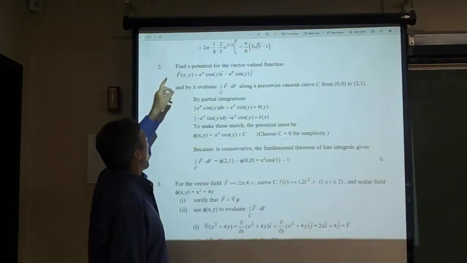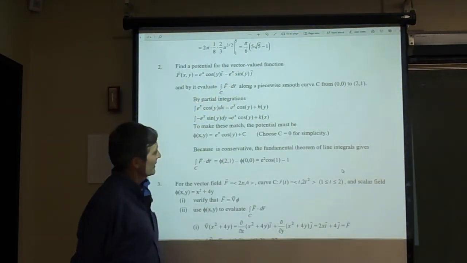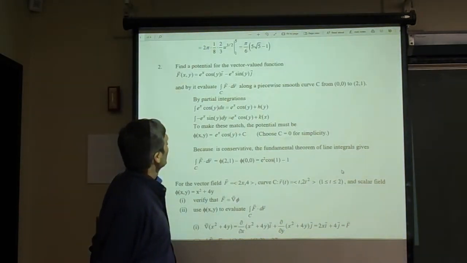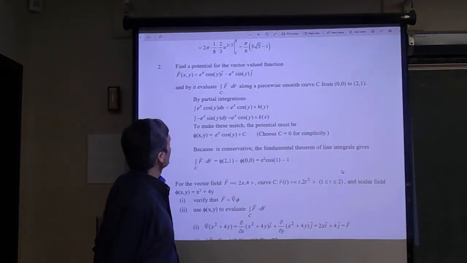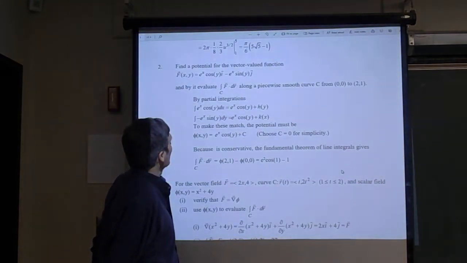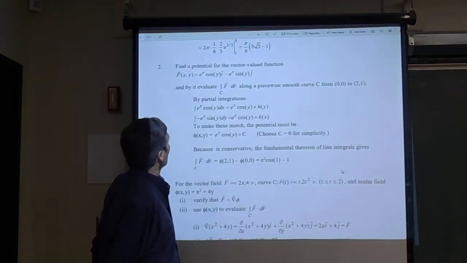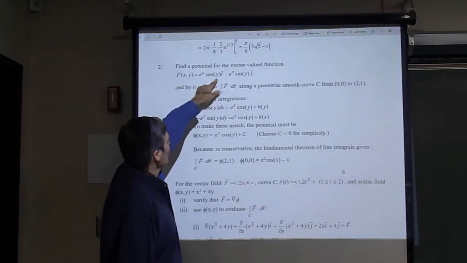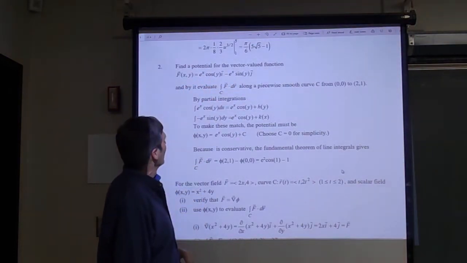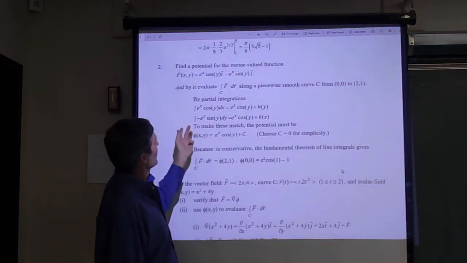How about this one? If you have a vector valued function, it may or may not be conservative. That is, it may or may not have a potential. Well, this one I'm telling you ahead of time, it has a potential. What is it? Well, to find the potential, this has to be d phi/dx and this has to be d phi/dy for some function phi. Being a conservative field means the gradient of some potential.